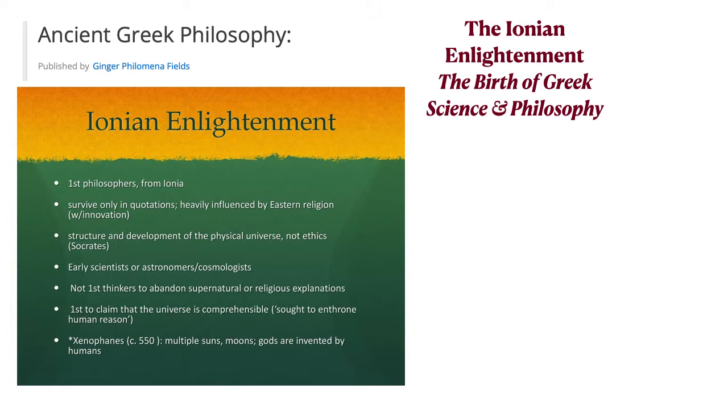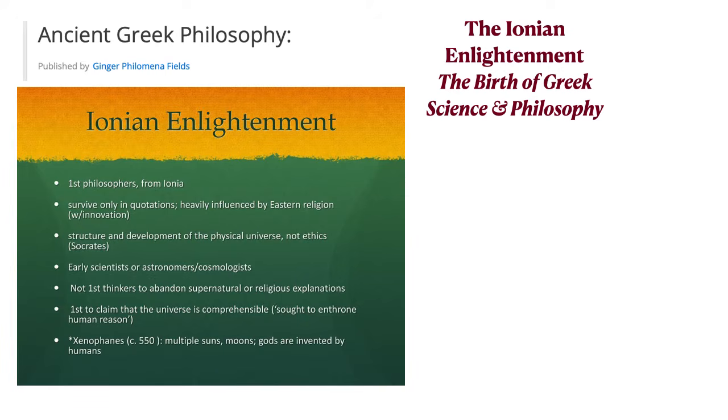That's quite controversial, as they borrowed a lot of their mathematics, for example, from Egypt, from Babylonia. But they were noted for their writings and, as this slide shows, some of the first thinkers to abandon supernatural or religious explanations. If you go back to the Iliad and the Odyssey, the gods are pulling the strings everywhere you look. But the Ionian thinkers of the Ionian Enlightenment were looking for naturalistic causes.